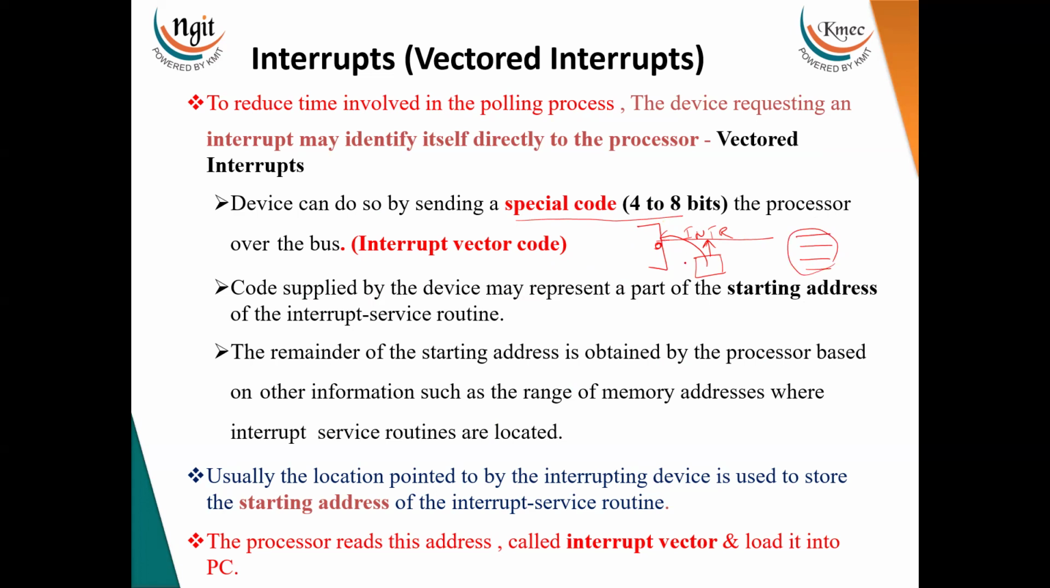Here, the microprocessor need not check all the status bits of the interfaces. Whenever it receives the interrupt signal, which is placed on the control bus, the microprocessor sends an acknowledgement to that particular device. Then the device itself places the vector code onto the data bus. With that vector code, the microprocessor detects the starting address of the ISR.